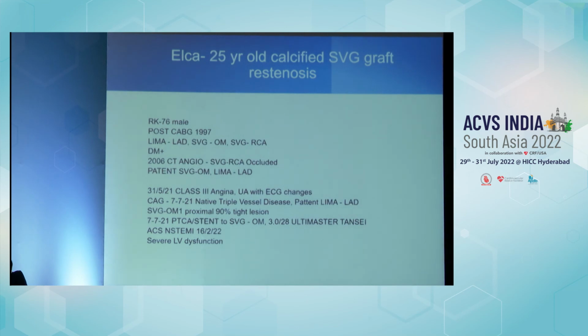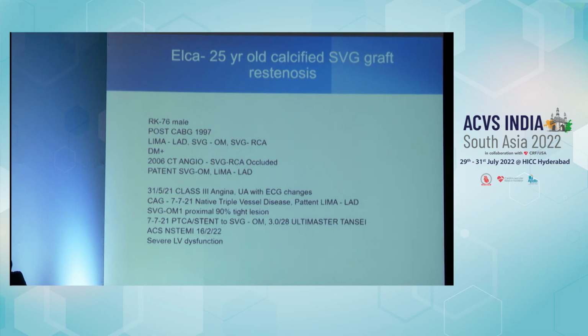So this is another in-stent stenosis, in a 25-year-old calcified saphenous venous graft. You know the saphenous venous graft, after 20 years, starts getting calcified. This patient had CABG in 1997 with LIMA to LAD, SVG to OM, SVG to RCA, and then the patient had class 2 angina, with LIMA to LAD and SVG to OM and a proximal 90% tight lesion.